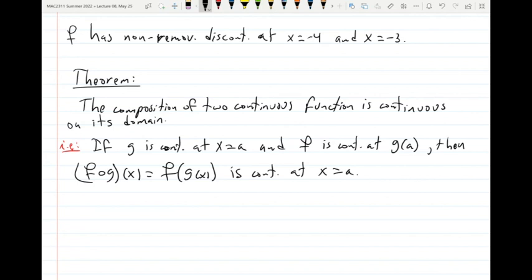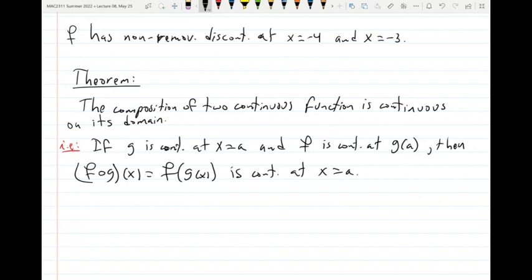The reason why I have to write these things is because remember there are two functions here. There is an inside function and there is an outside function, right? When you do composition, the input of g is not the input of f. The input of f is actually the output of g. So we need to make sure that two things happen. We have to make sure that g is continuous at the input, but then f is also okay with whatever output g gives you.